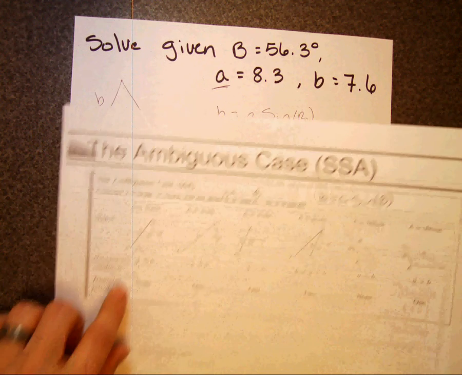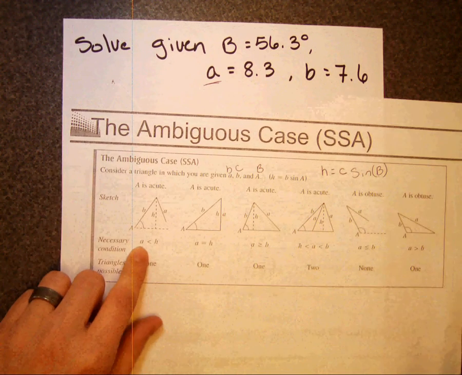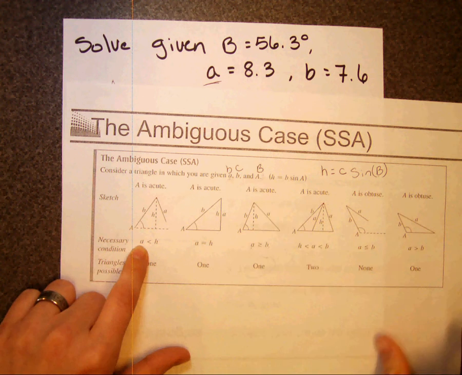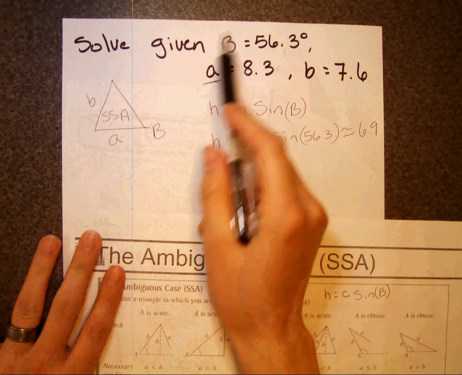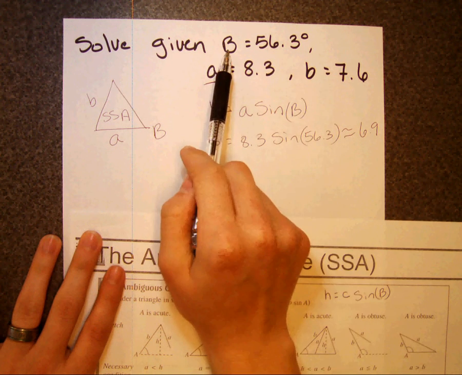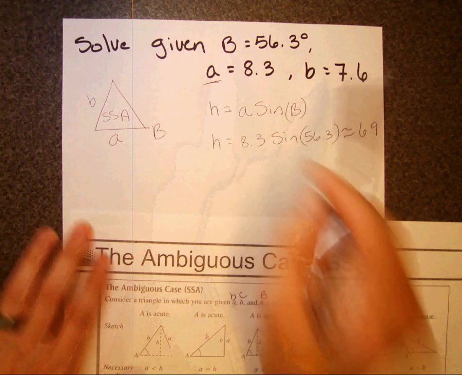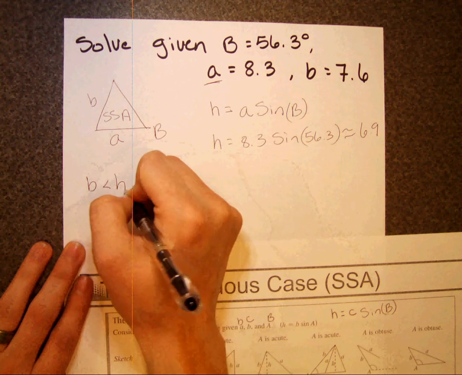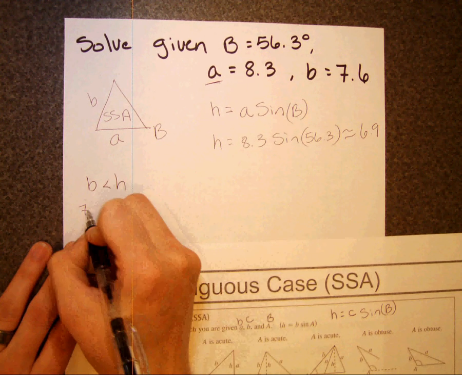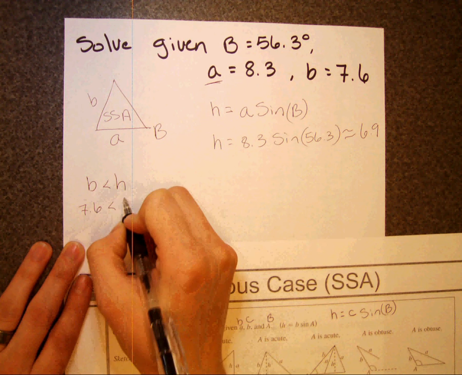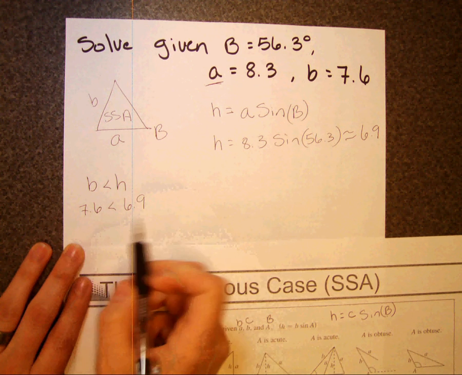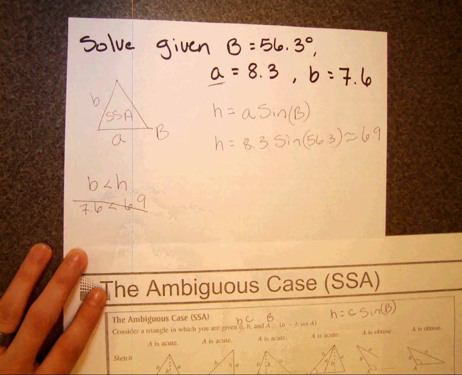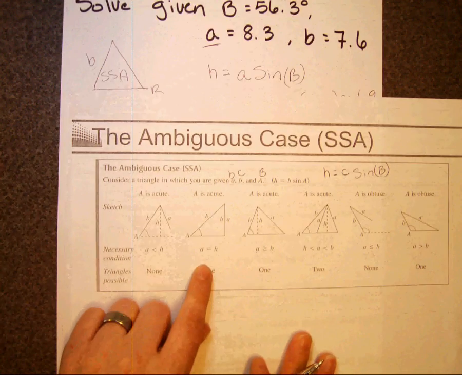So the first comparison, again, this says A, but it's the value that corresponds to the angle I'm given. So the value in my case that corresponds to the angle is going to be B. So the first comparison I want to make is, is B less than H? My B value is 7.6. My H value is 6.9. 7.6 is not less than 6.9, so I don't have this case, so I'll go to the next.